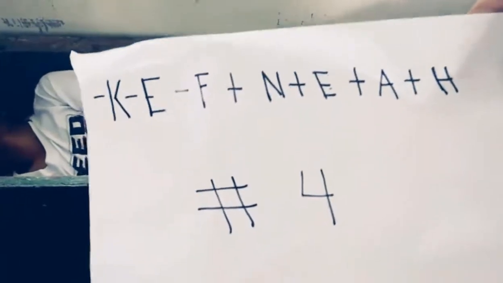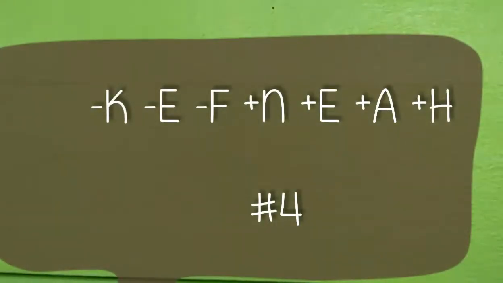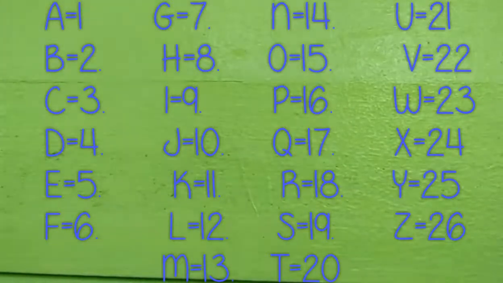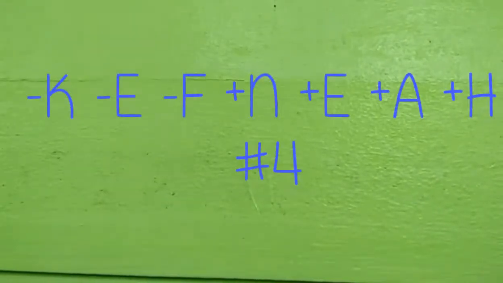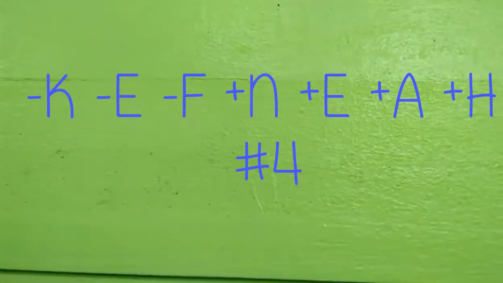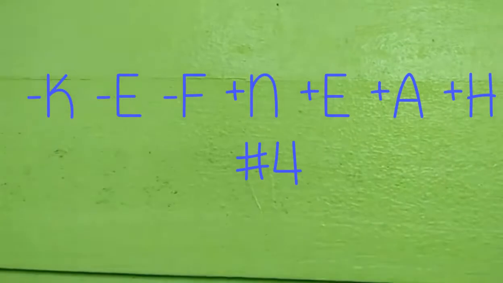Based on the investigation earlier, the murderer left a note which needs to be decoded in order to be understood. How can we apply sequence in this case? If we convert the letters in the English alphabet to their positions, we get A equals 1, B equals 2, C equals 3, and so on. If we study the note left by the mysterious killer using math, we can easily decode it. Negative K, negative E, negative F, positive N, positive E, positive A, positive H, hashtag 4.